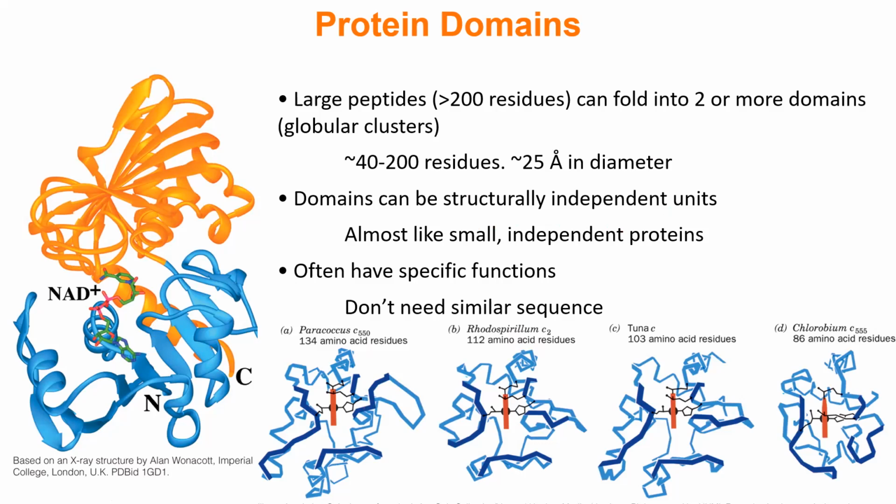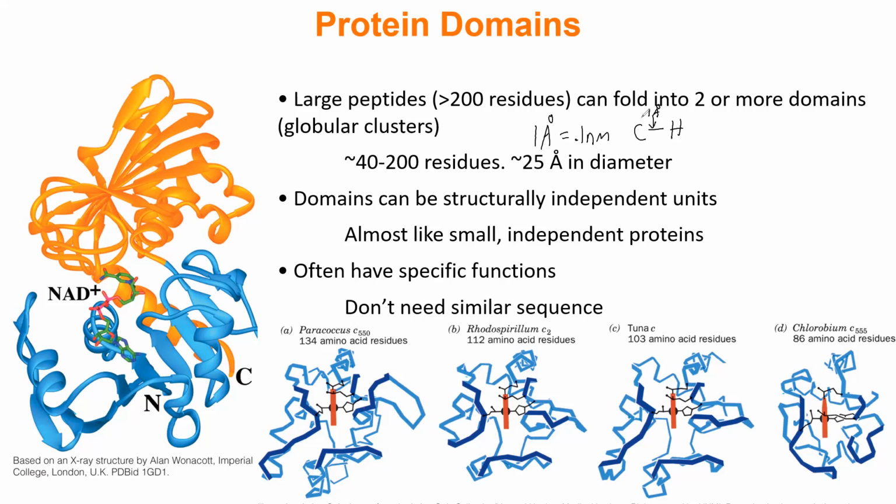Domains are usually 40 to 200 residues, 25 angstroms. In case you don't know what an angstrom is, 1 angstrom is 0.1 nanometers, super tiny. It's also the distance of a carbon-hydrogen covalent bond. That is 1 angstrom. In biochemistry, we usually measure things in angstroms or possibly nanometers, but a lot of times it's in angstroms. And domains are kind of like mini proteins in that they'll do a function, they'll do some kind of reaction.